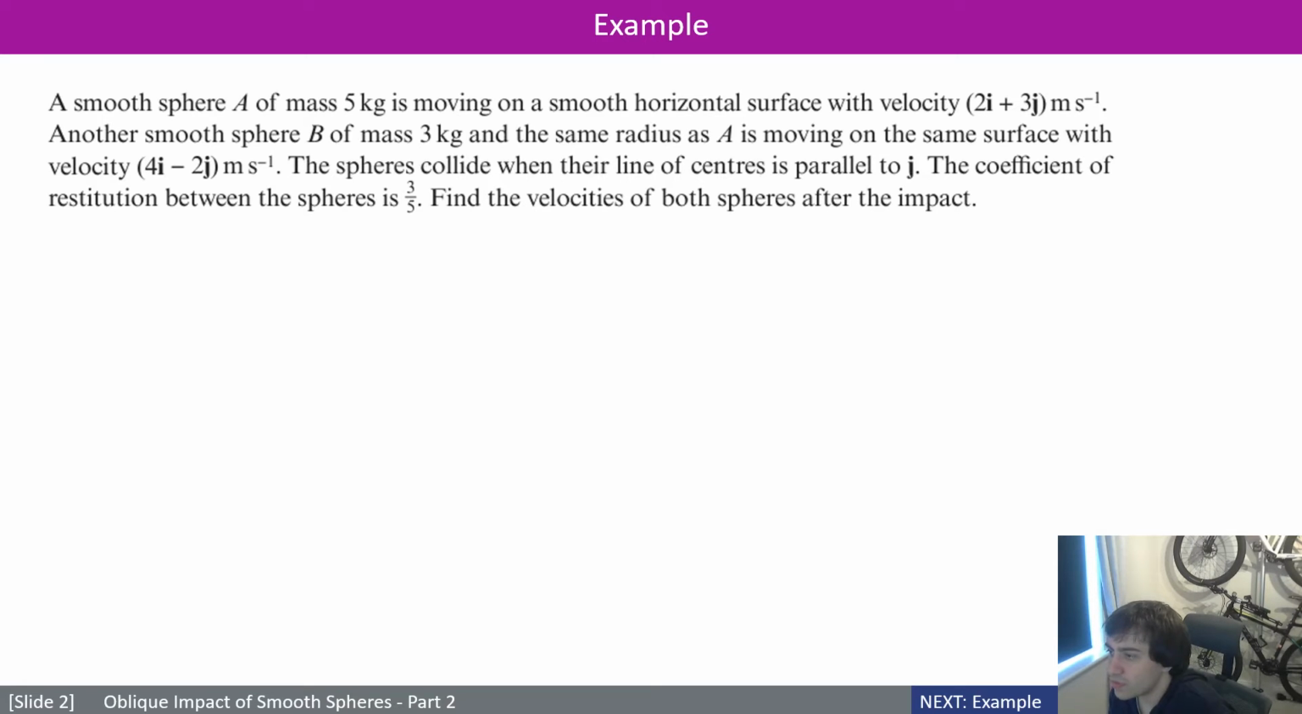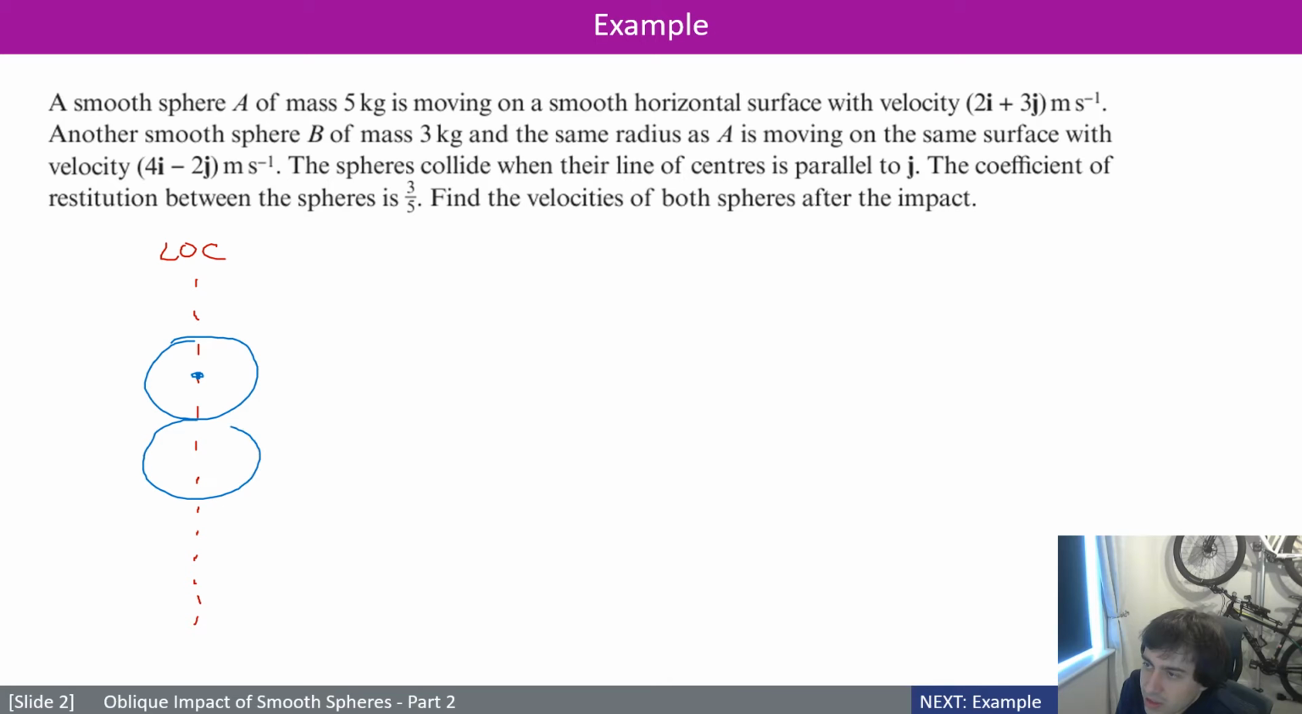That's probably the first bit of information we need to actually draw the diagram. So the line of centers is parallel to j. In other words, it's vertical. That's our line of centers. Let's then draw the spheres on with their centers both on that line, such that they've just collided. The coefficient of restitution is 3/5. And now let's draw on the velocities. So the first one, let's say top is A, bottom is B.